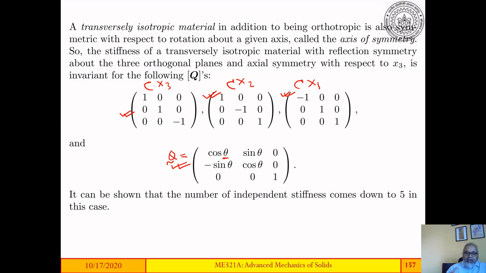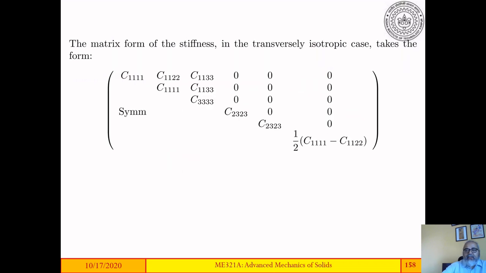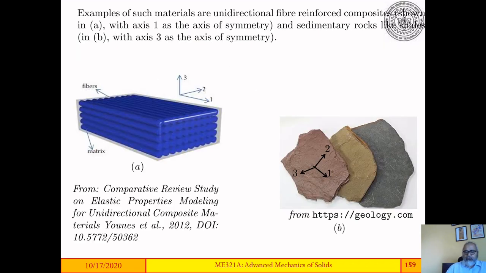In this case, the independent constants come down to even lower values, and this is the form of the stiffness matrix. So I should put C here. So this is the form of the stiffness matrix that you are going to get for a transversely isotropic case. Again, many man-made materials, for example, unidirectional fiber reinforced composites.